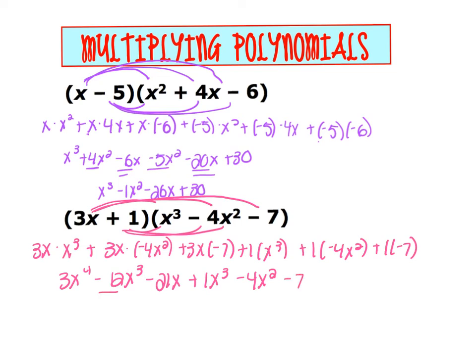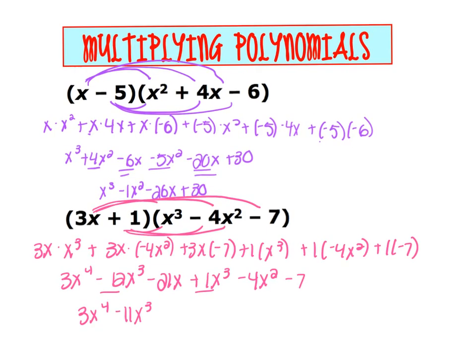And then here I only have one set of like terms to combine. That's the negative 12x cubed and 1x cubed. So my final answer is 3x to the fourth. Negative 12x cubed plus 1x cubed is negative 11x cubed. And then I'm going to put it in standard form. So the next term I'm going to put is my negative 4x squared. And I'm going to put negative 21x minus 7.